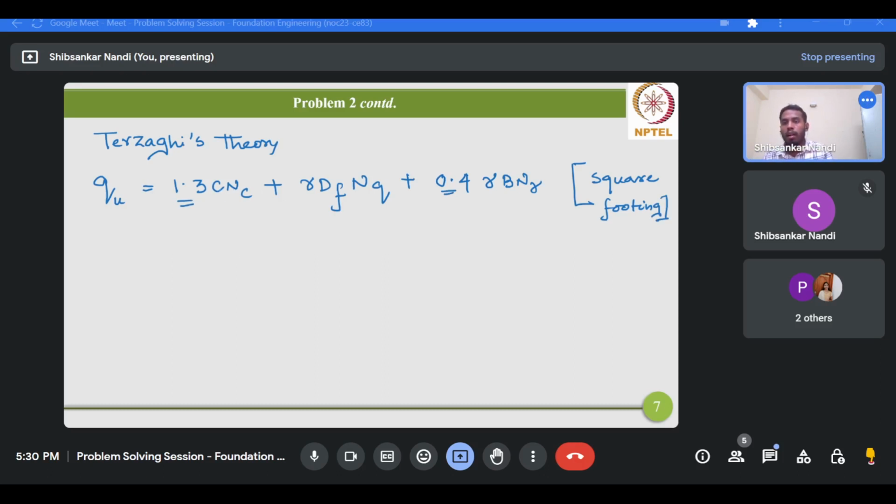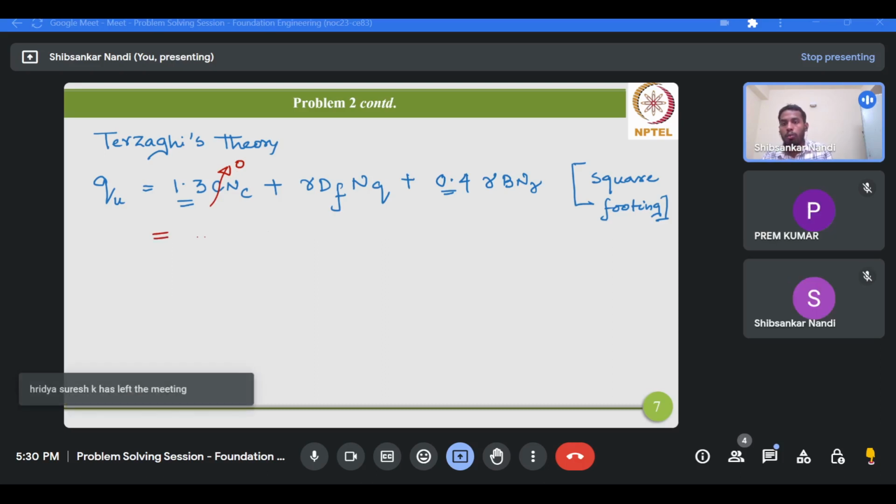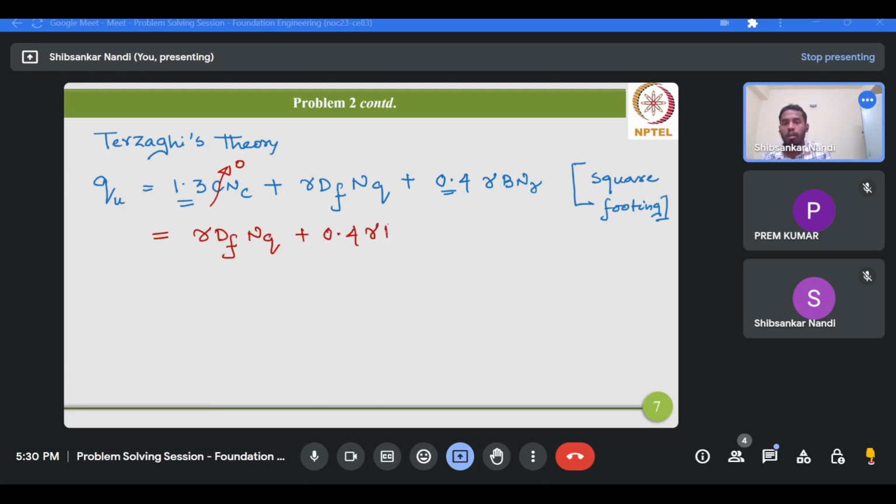Okay. Now, since the soil is basically purely cohesionless, this is sand. So the footing is basically placed on a sand deposit. So this term will be 0. So cohesion will be 0. So only two terms will be remaining there: gamma Df Nq plus 0.4 gamma B N gamma.